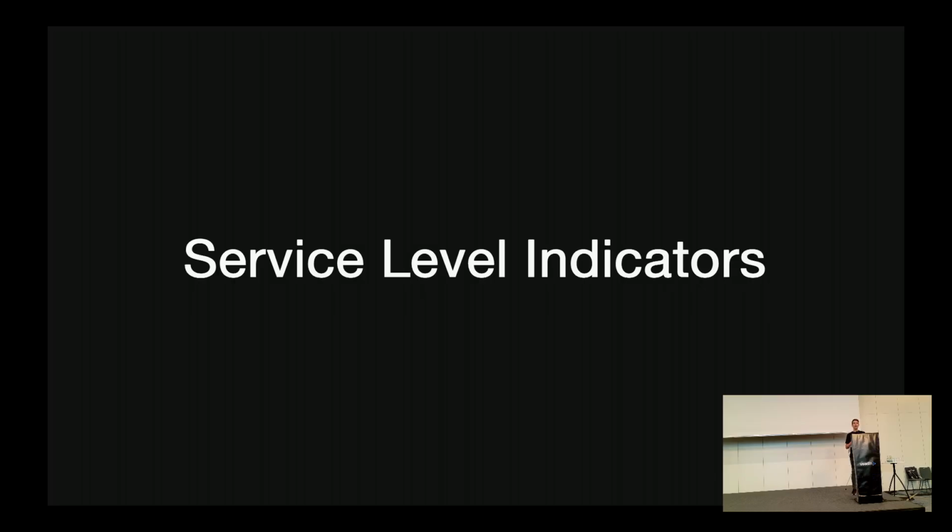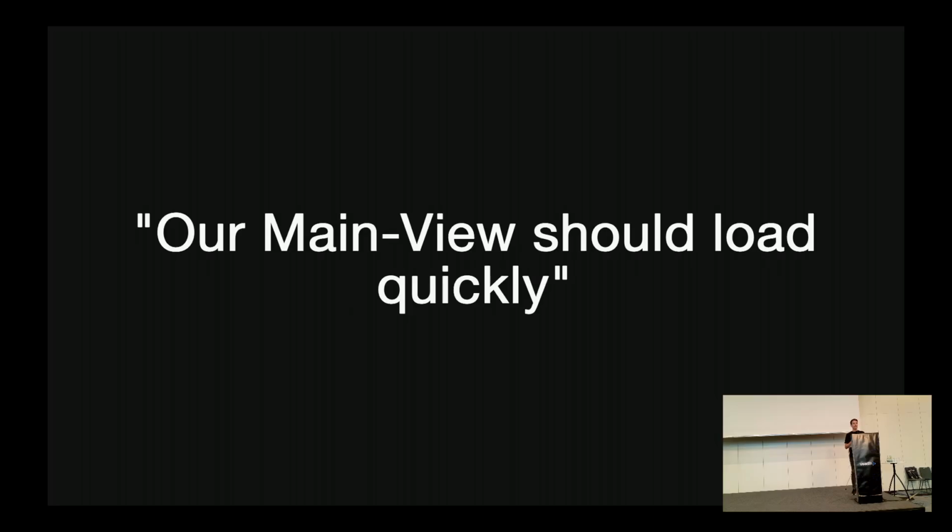An SLI is a metric over time that informs us about the health of a service. A service level indicator tries to describe things like availability, latency, or quality of a service from a user's perspective. This is important, it's described from the user's perspective. An example of an SLI for our Hilla app could be: our main view should load quickly. This is not very precise, but it is an SLI in the sense of SRE.